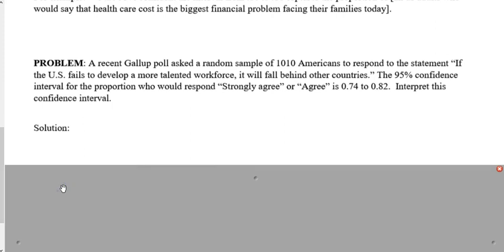It says, a recent Gallup poll asked a random sample of 1,010 Americans to respond: if the U.S. fails to develop a more talented workforce, it will fall behind other countries. The 95% interval for the proportion who would respond strongly agree or agree is from 0.74 to 0.82. Interpret this confidence interval. So when you see that, we're going to fill in the blanks on that statement.